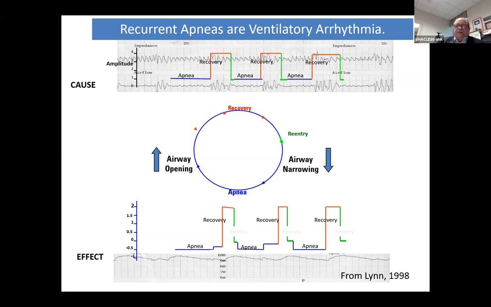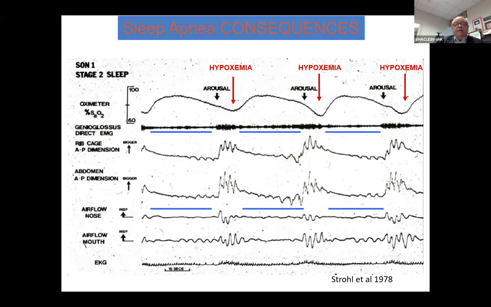And then we tried ventilatory arrhythmia. And then it mapped on to things like, well, maybe that's serious. So never really caught on. So we talk about all these things here. And so now people focused on consequences. Now, the consequences of the hypoxemia and the arousals and also the blood pressure changes and the intrathoracic pressure changes.